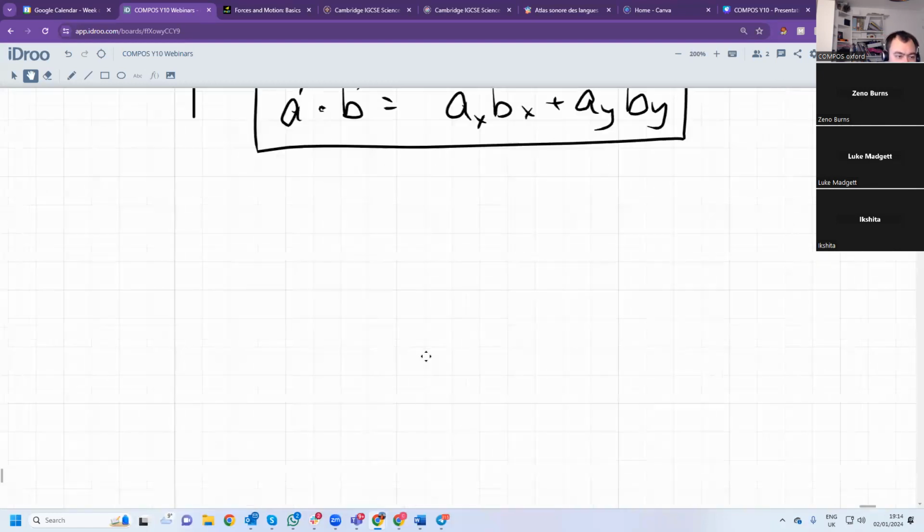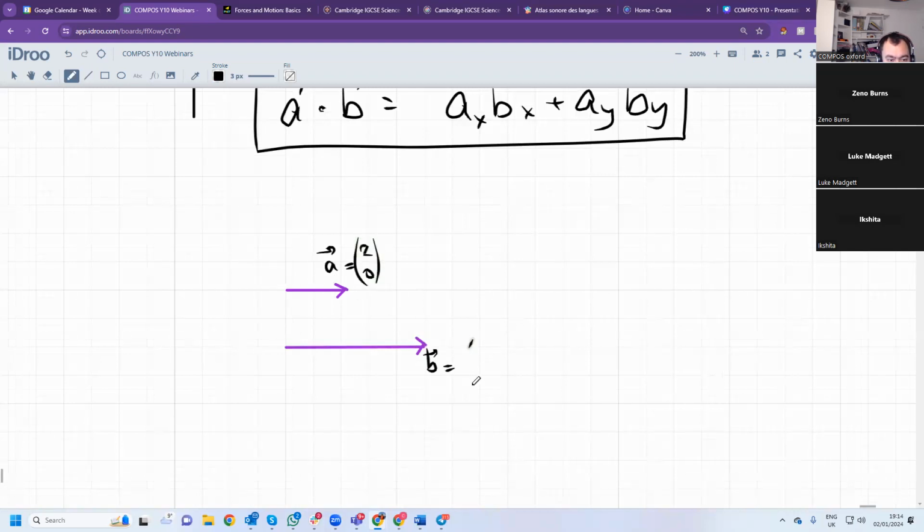Let's do a simple example. You have vector A and vector B. A is (2, 0), so it's 2 squares and 0. B is (5, 0). So the modulus of A is 2, the modulus of B is 5. Then the cosine of the angle between them.